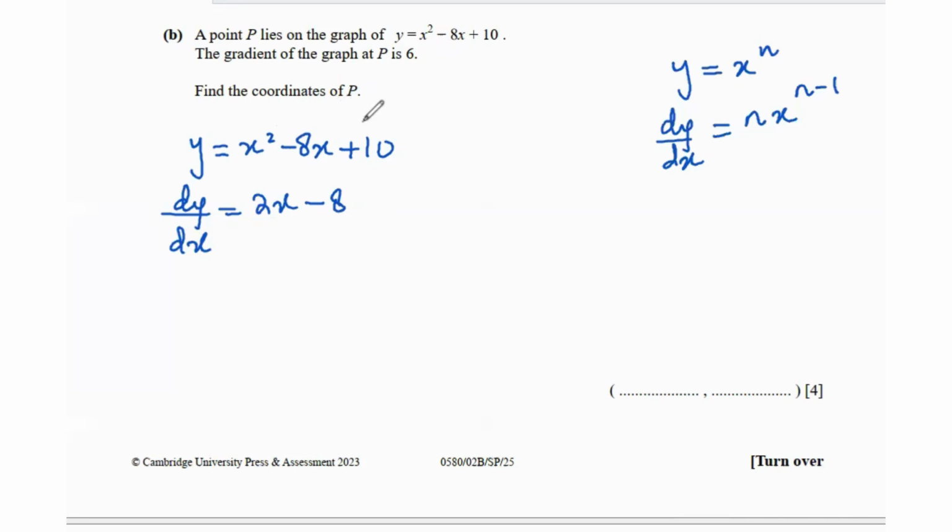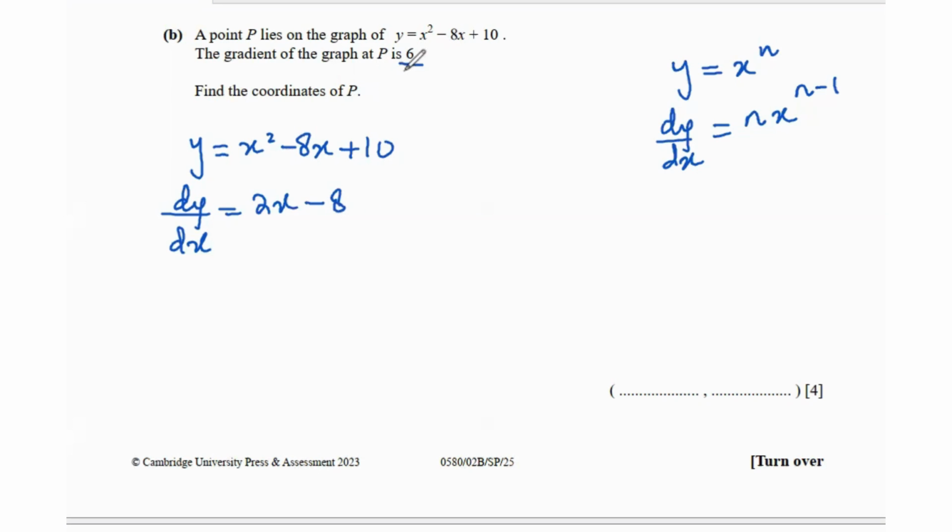And x to the power of 1 minus 1 is going to be x to the power of 0, where x to the power of 0 would equal 1. Hence, negative 8 is written on its own. And for 10, there is no variable, so the derivative of a constant is always 0. So dy by dx is 2x minus 8.